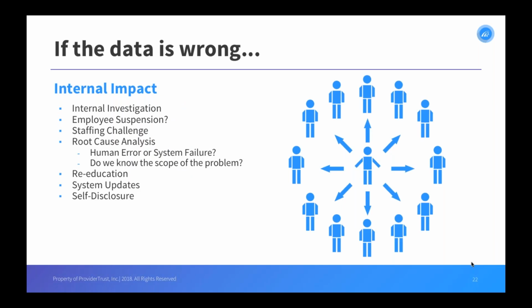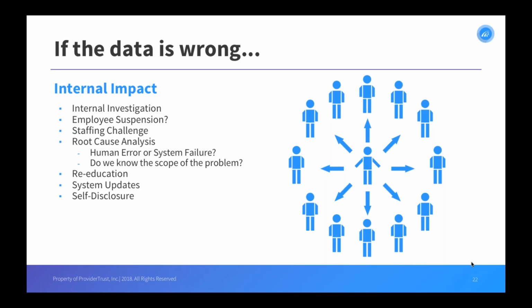So let's talk about some of that internal impact if our data is wrong. Right away, we have to conduct an internal investigation, right? If we see that we have inaccurate information, if we potentially have an unlicensed professional in our organization or someone with a suspended or probationary license, we have to kick off an internal investigation. We likely would be suspending an employee.